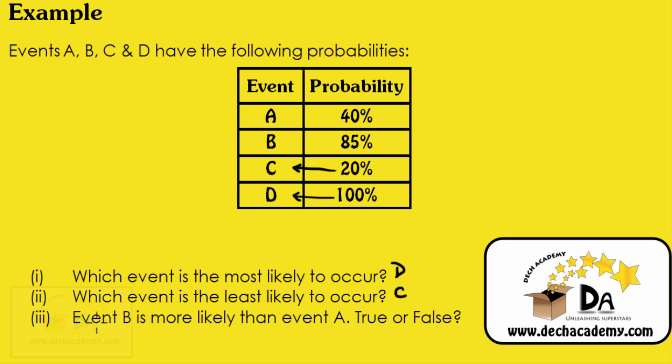And finally, it says event B is more likely than event A. So event B is more likely to occur than event A. True or false? Event B has a probability of 85%. Event A has a probability of 40%. The probability of event B is greater than the probability of event A. That means event B is more likely to occur. So this statement is true.